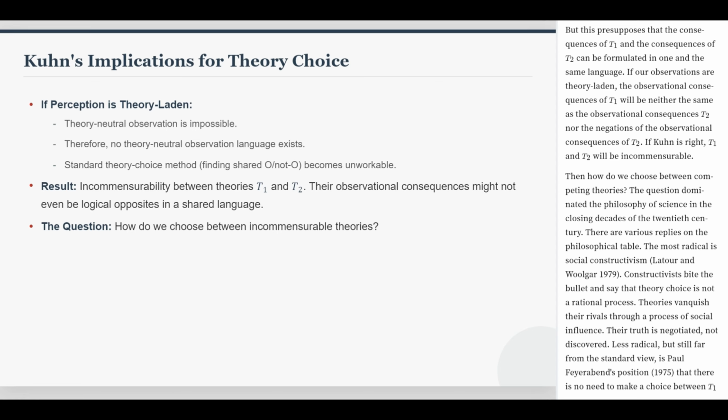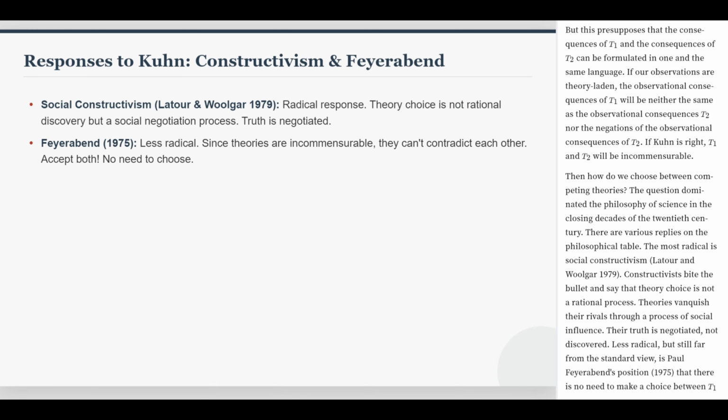This raises a profound question that dominated philosophy of science for decades. If we can't choose between theories based on neutral observations, how do we choose at all? What drives scientific progress if not rational adjudication based on evidence? Philosophers responded to Kuhn's challenge in various ways. Some took a very radical turn, embracing social constructivism. Thinkers like Latour and Woolgar argued that the idea of rational theory choice is a myth.